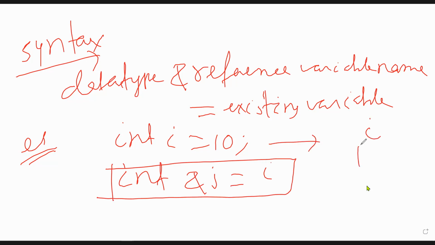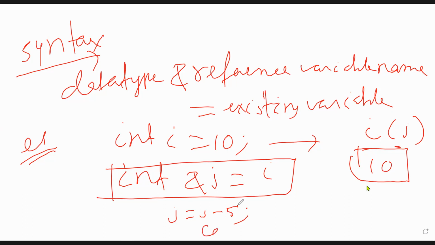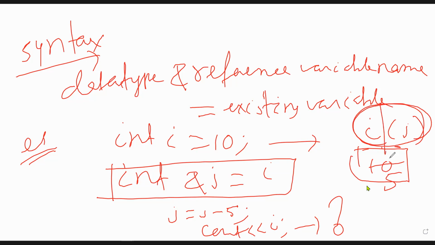So i is a location whose value is 10, and j is just a duplicate name. If you write j = j - 5 and cout i, what do you think the answer will be? Tell me. The answer is 5, because i and j are the same memory location, not separate.